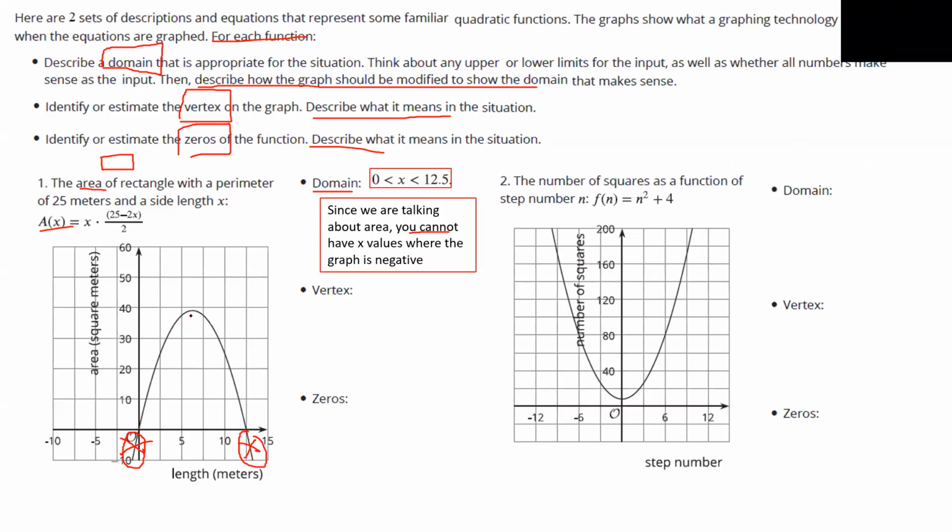So now go ahead and by yourself identify the vertex. Go ahead and put your answer now.